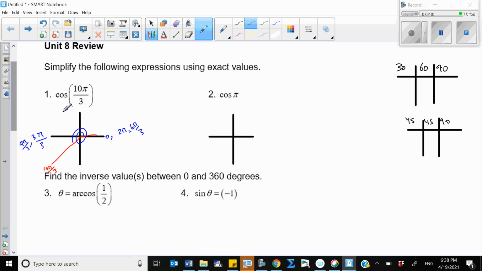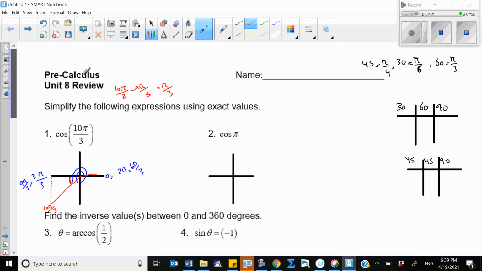Now I'm going to make a right triangle. First, I need to find my reference angle. The reference angle is this little one over here. What is the measure of the reference angle? 10 pi over 3 minus 9 pi over 3 is pi over 3, which we know is 60 degrees. So this angle is 60 degrees.